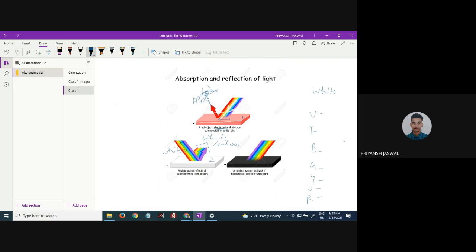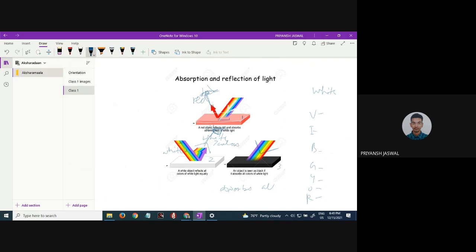So if our eye perceives this reflected light, what it will see is a white object, because the incoming light is white. For the third material, when white light is incident on it, it has such properties that it will absorb all the colors.